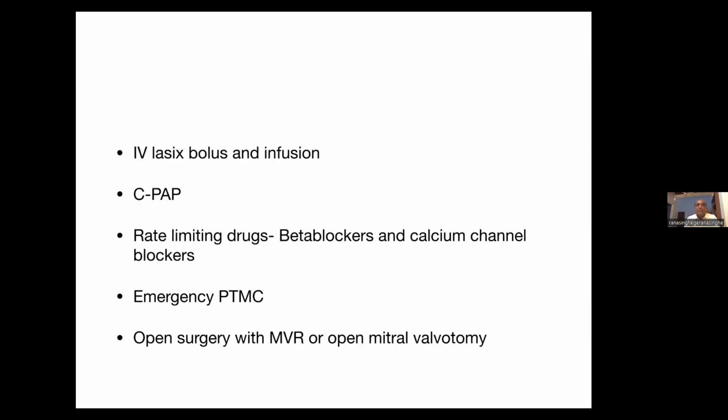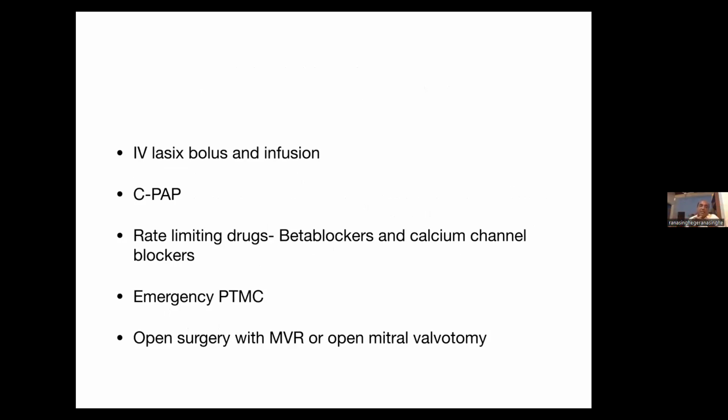So how do you manage if you get a critical MS to the emergency department with pulmonary edema? The patient can be tachycardic and have pulmonary edema, so how do you manage? Of course, you can give an IV Lasix bolus and even an infusion after giving the bolus, because we have to get rid of the pulmonary edema that is there in the lungs.